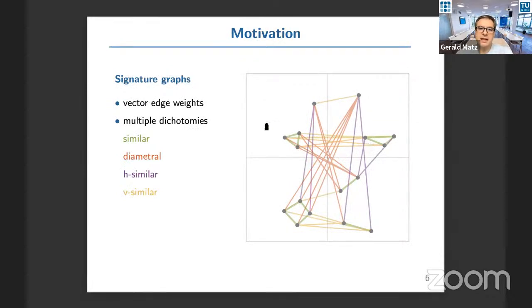And those are graphs that can now capture multiple dichotomies. Okay, so signed graphs, one dichotomy; signature graphs, multiple dichotomies. We have now 4 kinds of edges: green ones that capture similarity, red ones that capture opposite, diametral behavior, and then there are now magenta and yellow edges on top, where magenta means that they have similar horizontal coordinates but opposite vertical coordinates, and for yellow it's just the other way around. Okay, so this is where this is going.